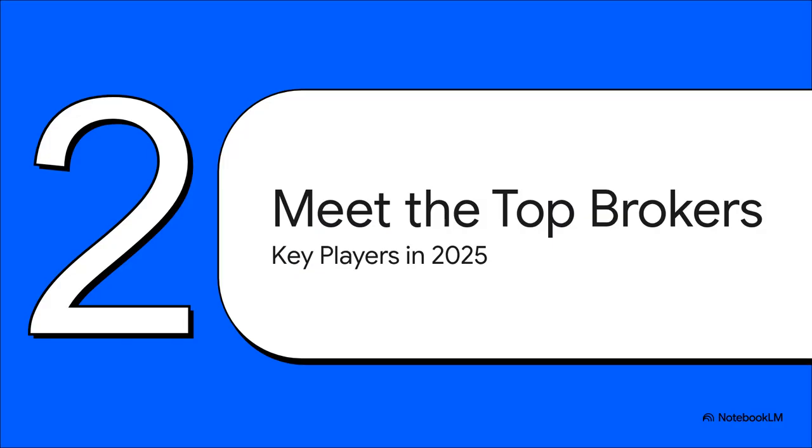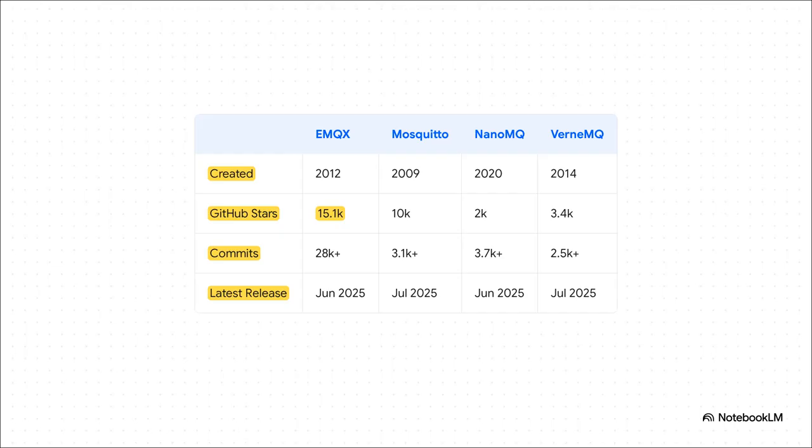Okay, so now that we're all on the same page about what we're talking about, let's meet the main contenders in the open source world as we head into 2025. You know, this table tells a really interesting story about the community behind these projects. You can see EMQX leading the pack with over 15,000 GitHub stars. That's a huge sign of developer love.